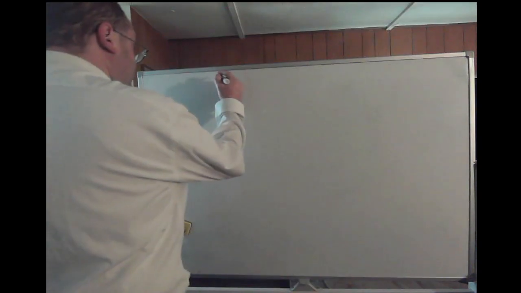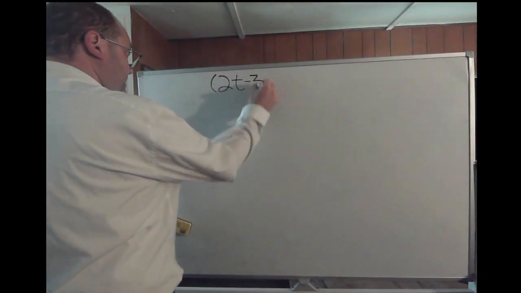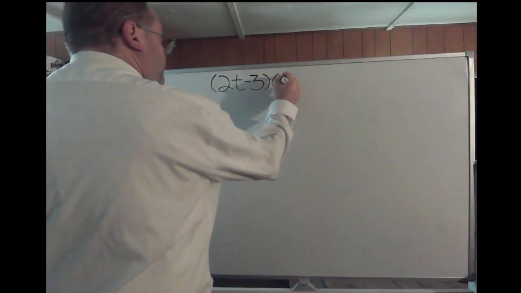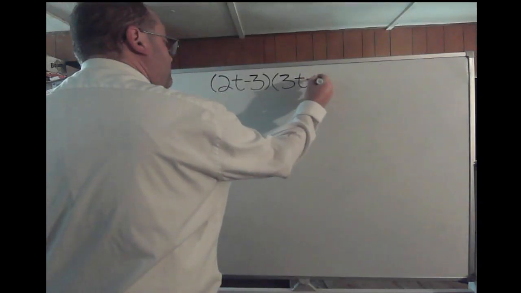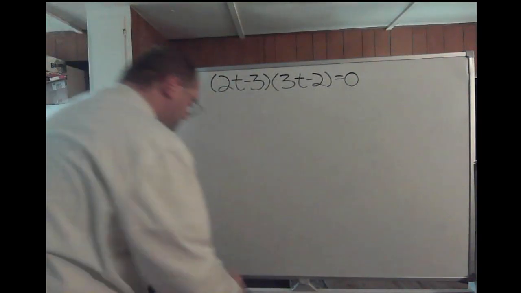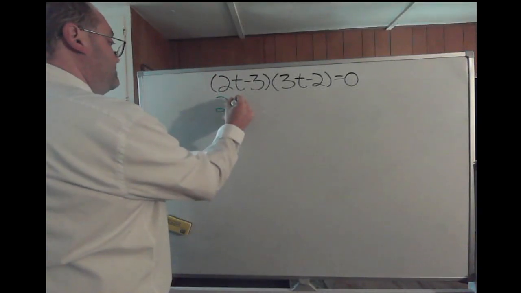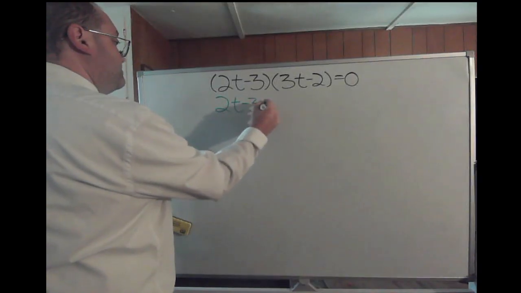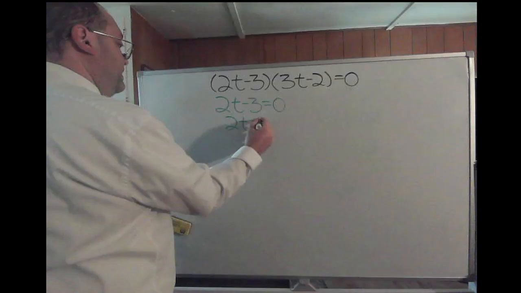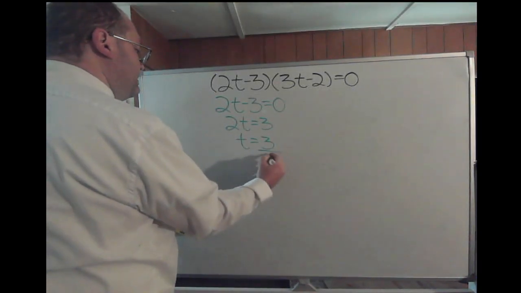Alright, now this gets a little bit different. We have the quantity of 2t minus 3 times the quantity of 3t minus 2. Those are equal to 0. So you're going to take each of your factors, set those equal to 0. Take 2t minus 3, set that equal to 0. Well, 2t would equal 3, and then t would equal 3 halves.